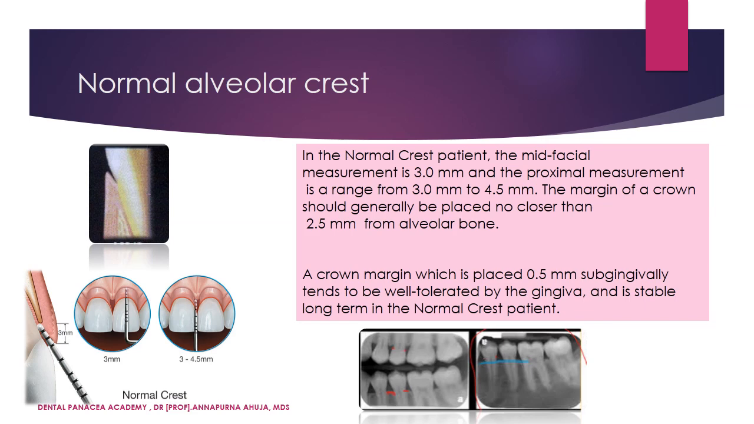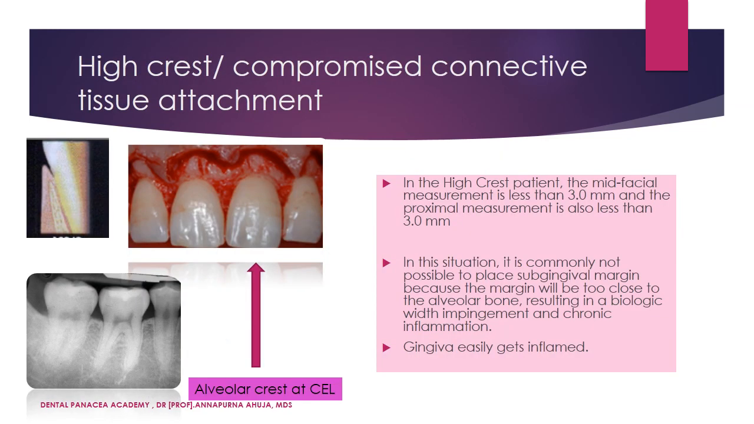So what's the normal alveolar crest? In the normal alveolar crest patient, the midfacial measurement is about 3 mm and the proximal measurement ranges from 3 to 4.5 mm. So the margin of the crown should generally be placed no closer than 2.5 mm from the alveolar crest. That means 0.5 mm below the gingival margin we can place the restoration margin. You can see here in these three pictures how the alveolar crest is assessed, how probing is done, the normal crest level, and a radiograph.